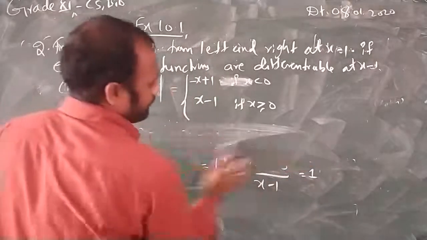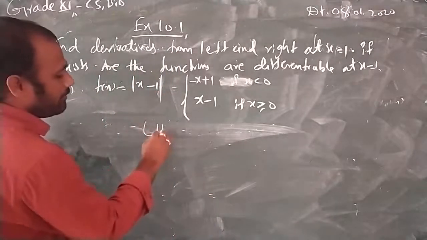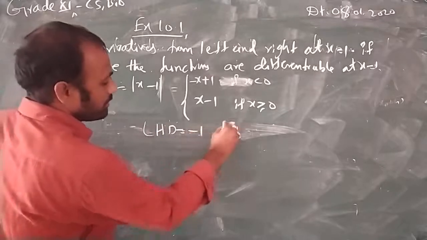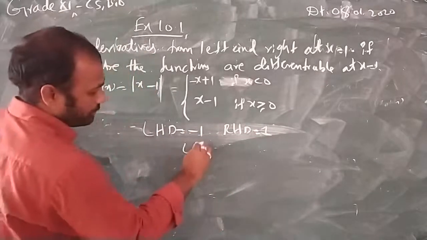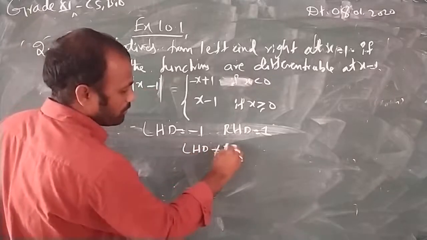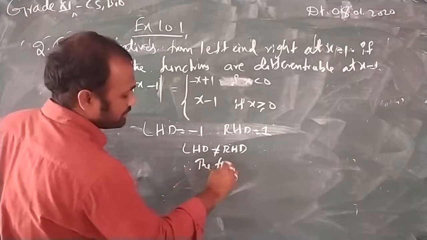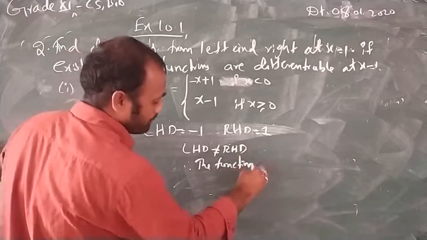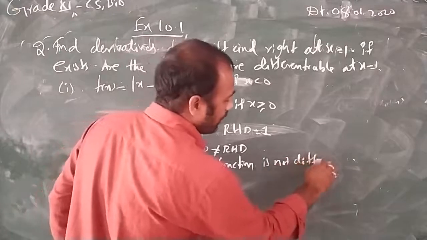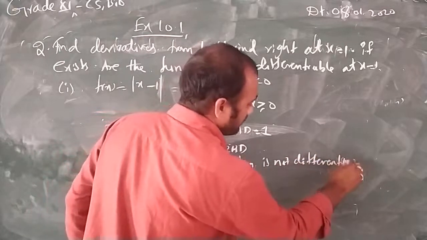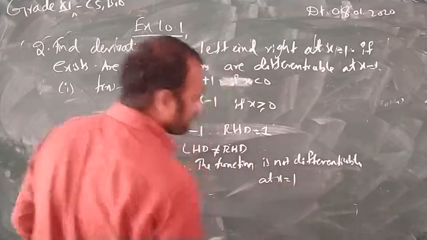So here we got left hand derivative as minus 1 and right hand derivative as plus 1. Since the left hand derivative value is not equal to the right hand derivative value, therefore the function is not differentiable at x equal to 1.